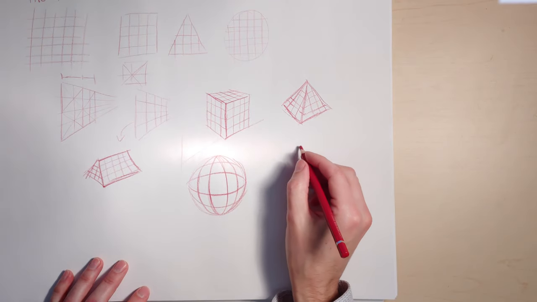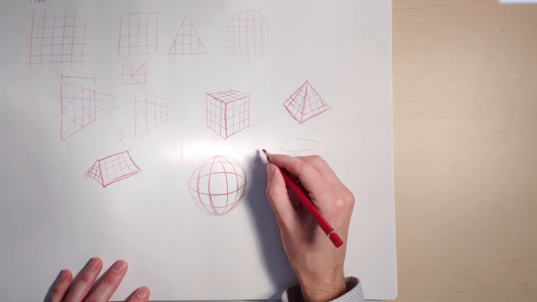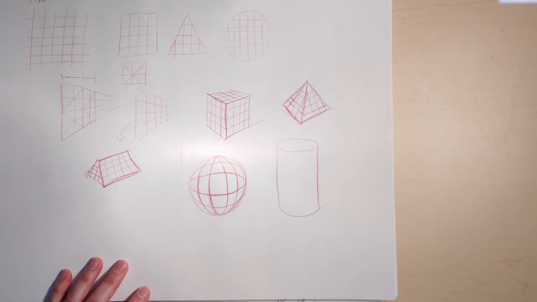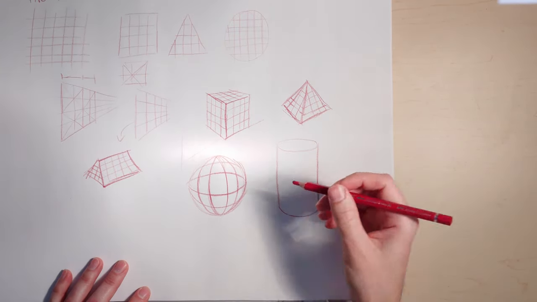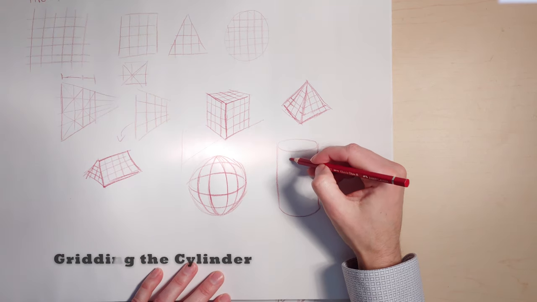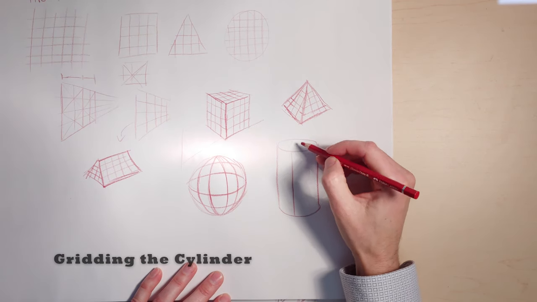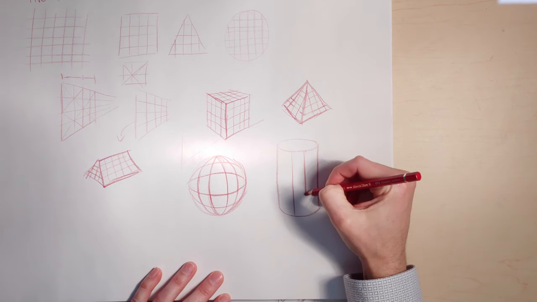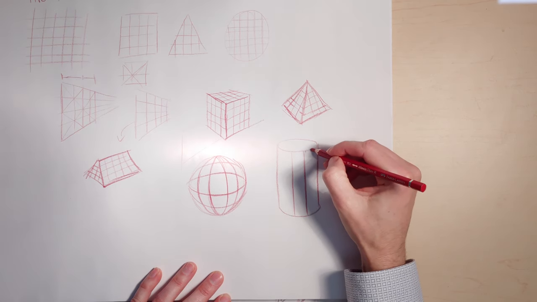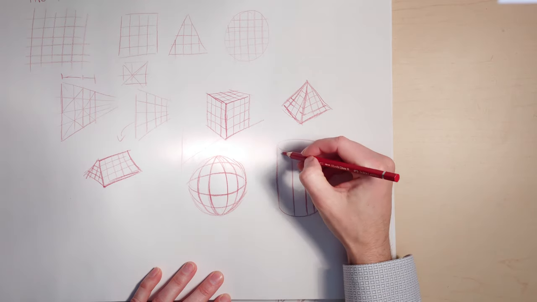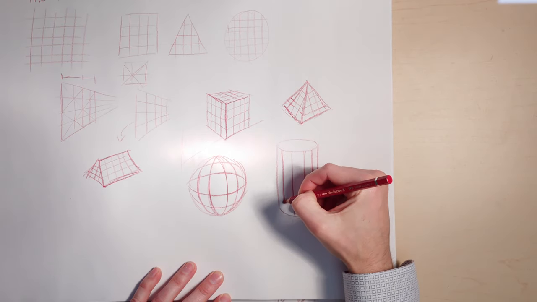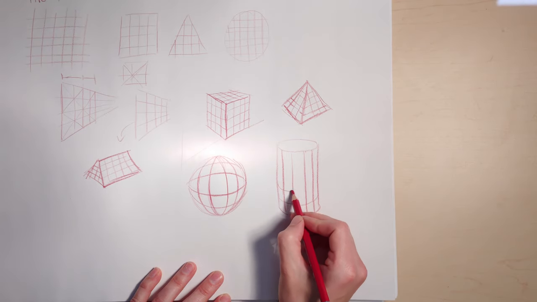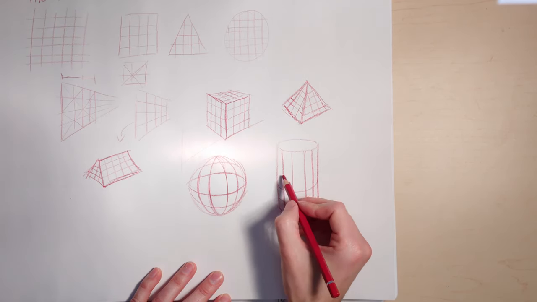And of course you want to do cylinders too. A cylinder is basically just a rectangle with curvy bits, right? So again, you probably don't want to put your first bit of grid lines right down the center. Let it go back, and then you're going to create lines that parallel the bottom and top.